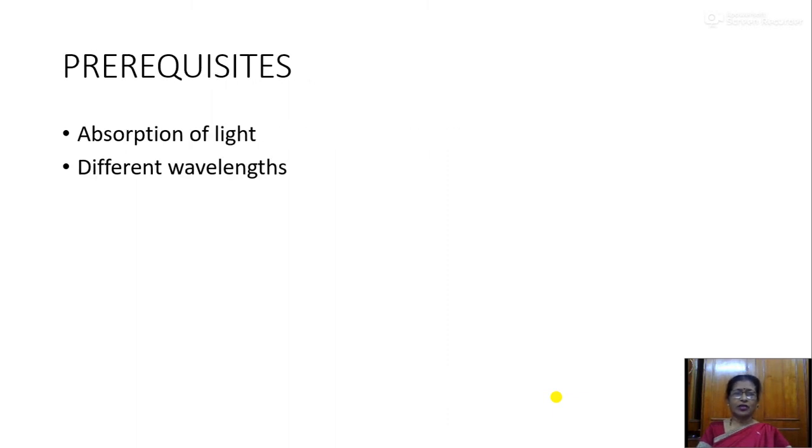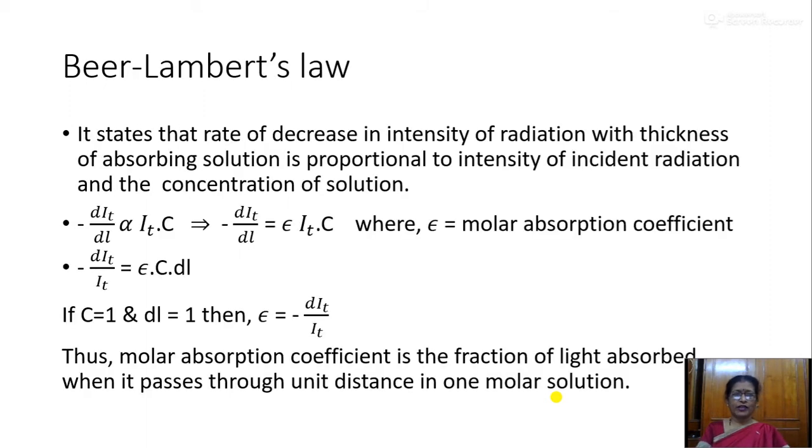Prerequisites: absorption of light, different wavelengths. So as you know, absorption of light is all types of electromagnetic radiation and different wavelengths you should know, then only we can understand the topic. Now, Beer-Lambert's law.